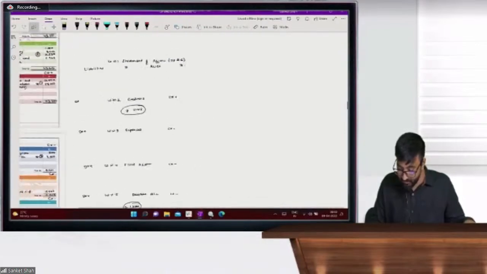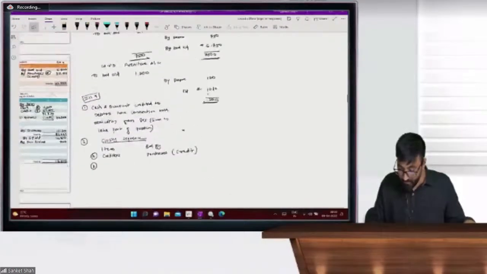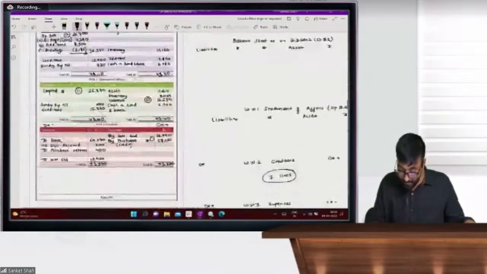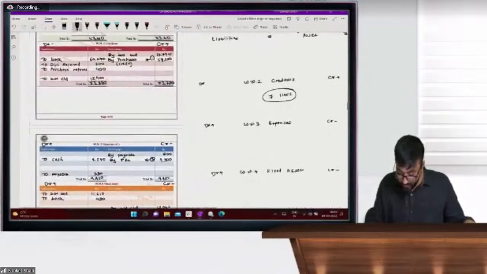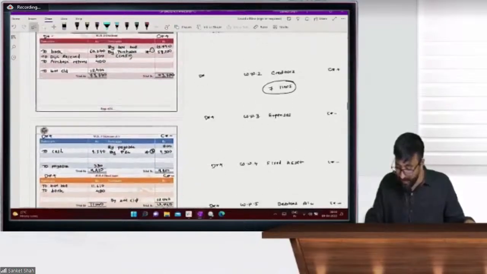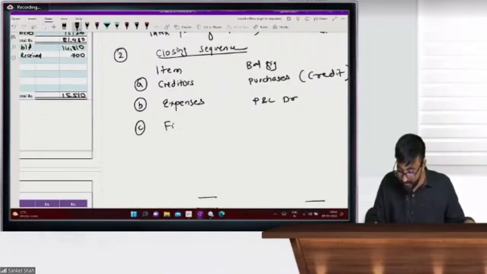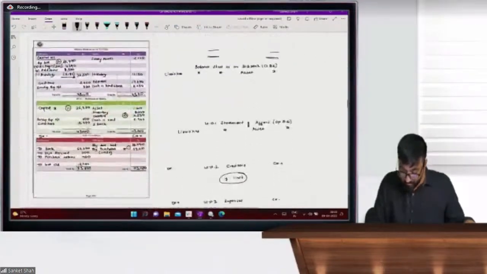Expenses. Number 3. Expenses. Where you transferred expenses P&L debit. Then you closed fixed asset tally हुआ था. Number C, fixed asset tally. Then number D पे कौन था?